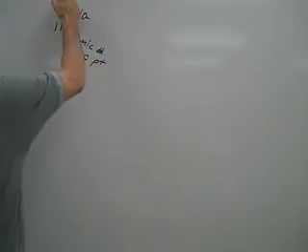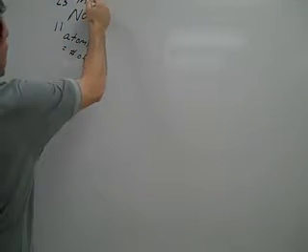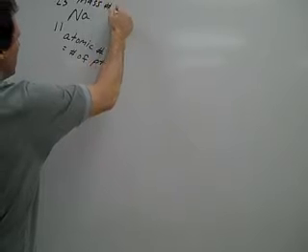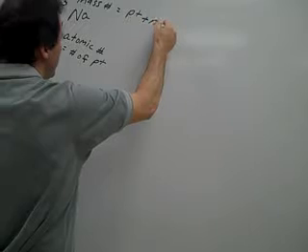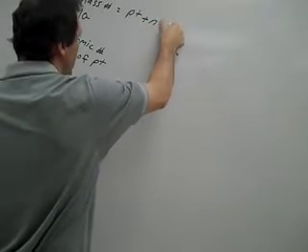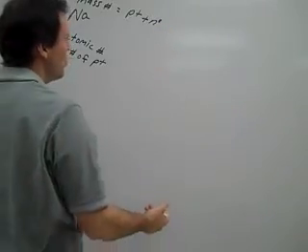Up here I'm going to write a 23. And that 23 represents the mass number, which equals the number of protons plus the number of neutrons. And I'm going to write an N superscript O because neutrons have a neutral charge.